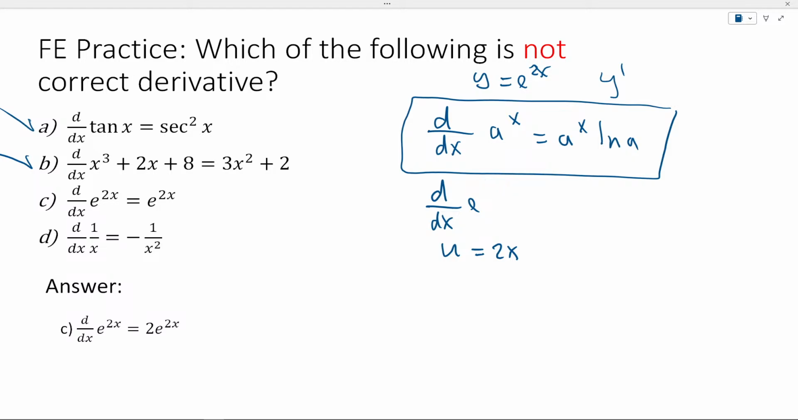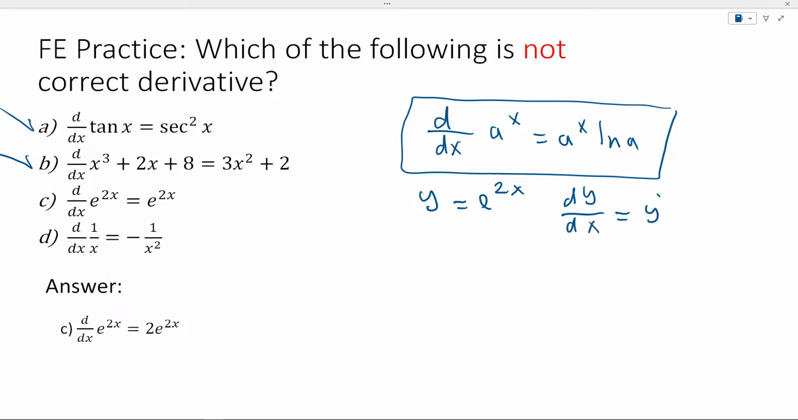Let me do it again from the beginning, so that this tutorial is step by step and very slow, so that you understand exactly what's going on. So my function is y equals e to the power 2x. That's my function. And I'm asking you, what is dy with respect to dx, which is equivalent to this?